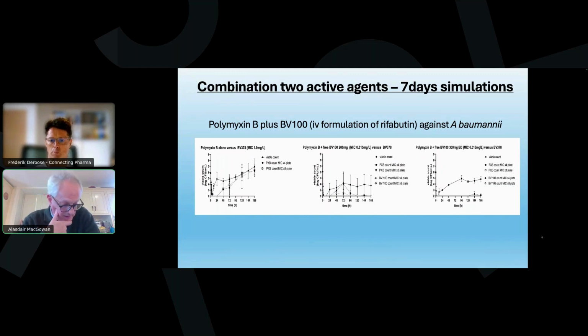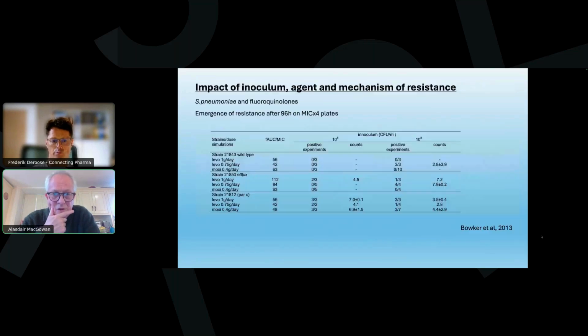And then the next slide just shows two phenomena, really. This is with strep pneumoniae and fluoroquinolones. It's quite old data where we looked at different inocula, 10 to the 6 and 10 to the 8. And unsurprisingly, there's more emergence of resistance with a higher inocula, but also with these strains, they've all basically got roughly the same MICs.